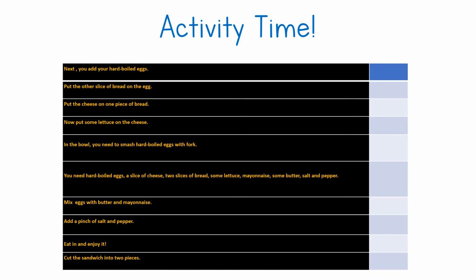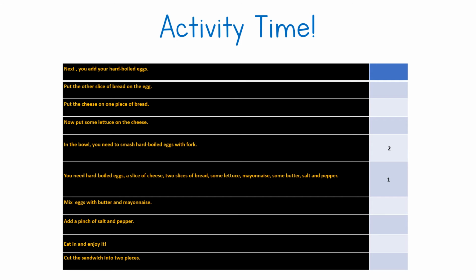Now is activity time. Alright, now you see these, all the sentences, you need to number it correctly according to the recipe that we just learned just now. Okay, what is step number 1? Yes, you need hard-boiled eggs, a slice of cheese, 2 slices of bread, some lettuce, mayonnaise, some butter, salt and pepper. What about number 2? What is the next step? Yes, you need bowl. In the bowl, you need to smash hard-boiled eggs with fork.